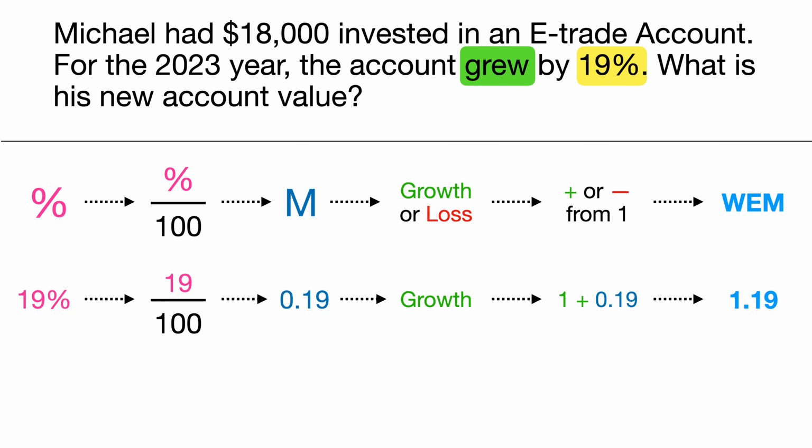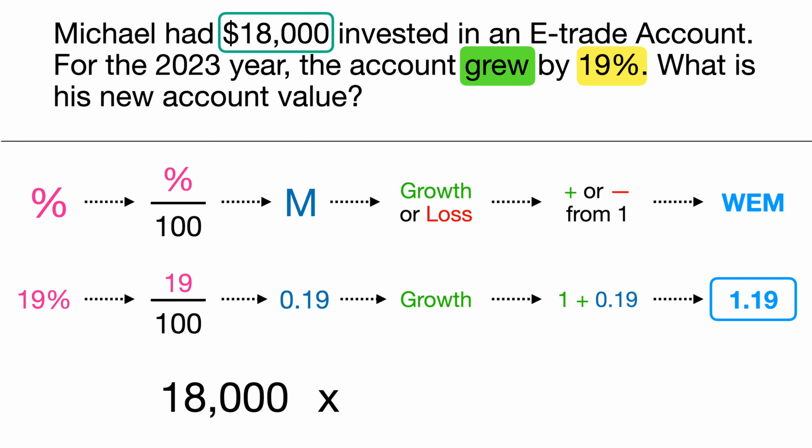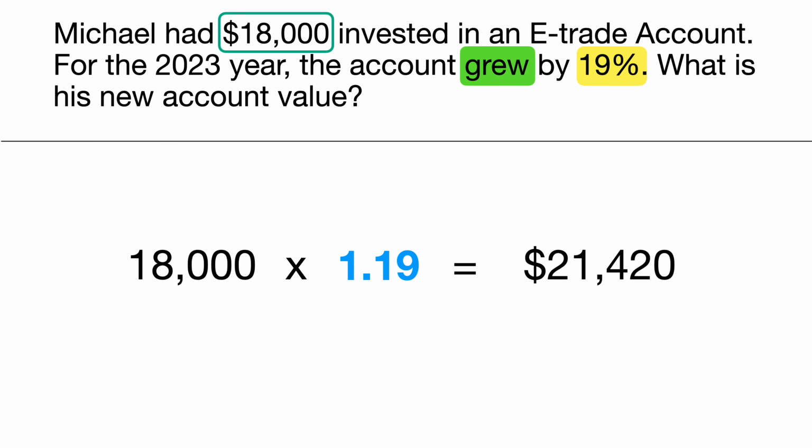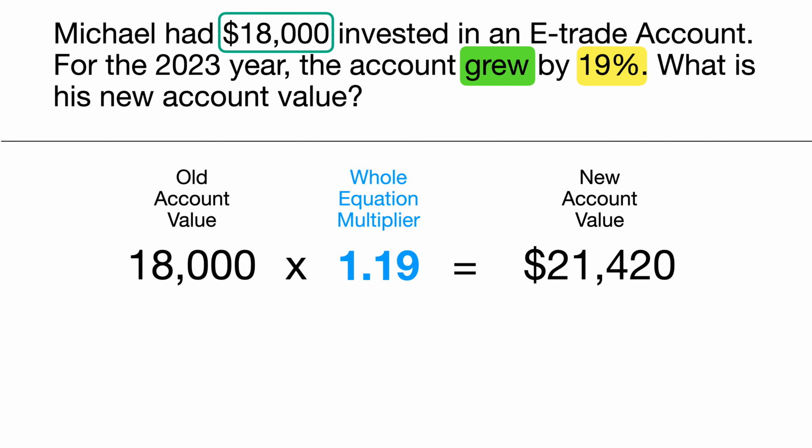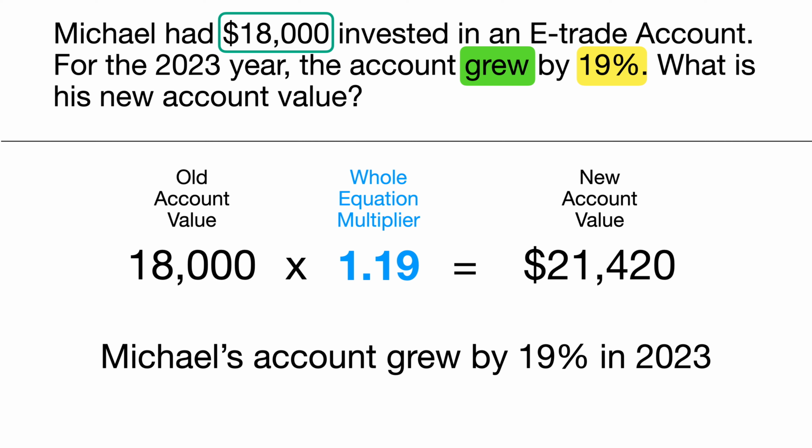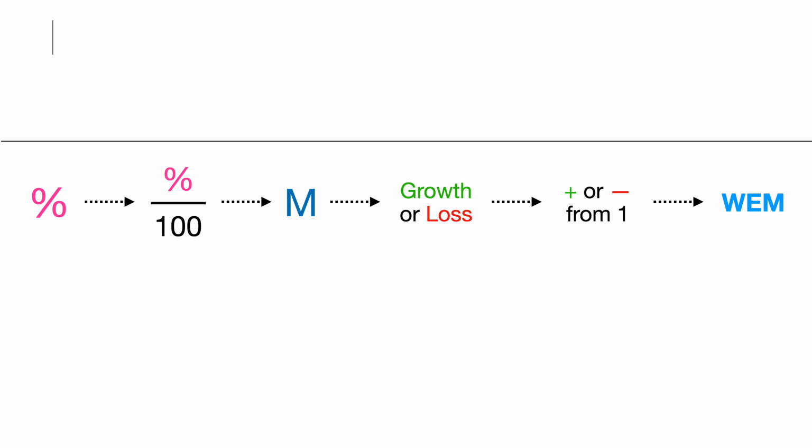Now we can use our whole equation multiplier to figure out the new account value. First, take the original account value of 18,000, then multiply that by the whole equation multiplier of 1.19. That gives us our new account value of $21,420. So, getting rid of all that noise: our old account value times our whole equation multiplier gives us our new account value. We can see that Michael's account grew by 19% in 2023 to $21,420.